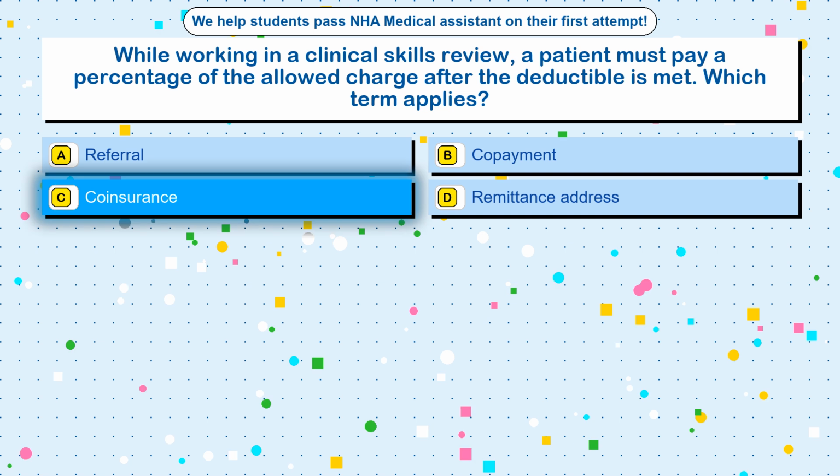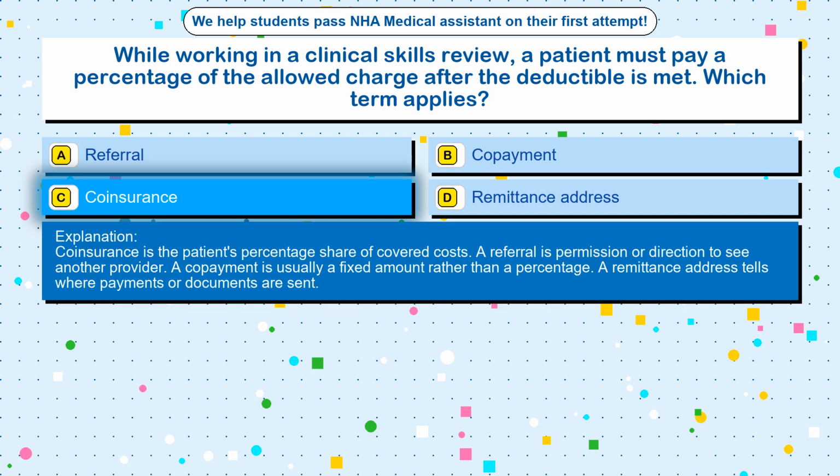The correct answer is option C, coinsurance. Coinsurance is the patient's percentage share of covered costs. A referral is permission or direction to see another provider. A copayment is usually a fixed amount rather than a percentage. A remittance address tells where payments or documents are sent.